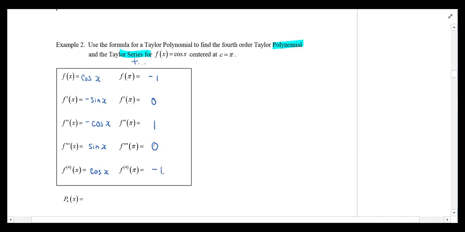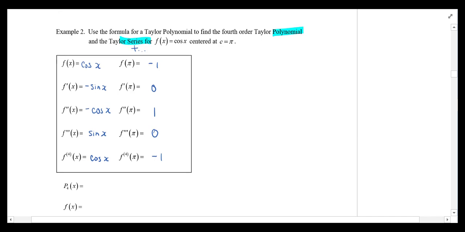So now, as we build the polynomial, the fourth degree one, let's begin. The first term is f of pi, which is negative 1. And then the next term has a coefficient of 0, so 0 times x minus c, which is just pi. And then the next one would be 1 over 2 factorial, and then that would be x minus pi all squared. The third one would be the third derivative, 0 over 3 factorial, x minus pi to the power of 3. And then the next one would be what? Plus negative 1 over 4 factorial, x minus pi to the power of 4.